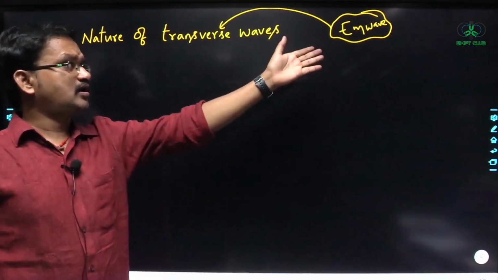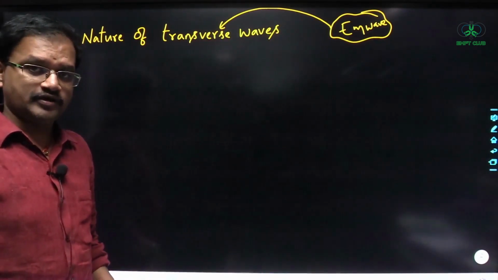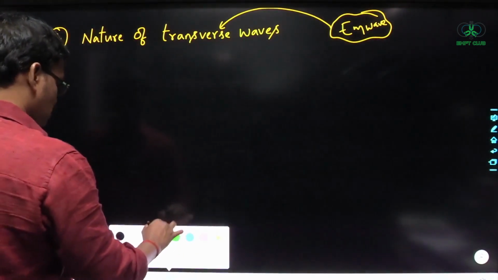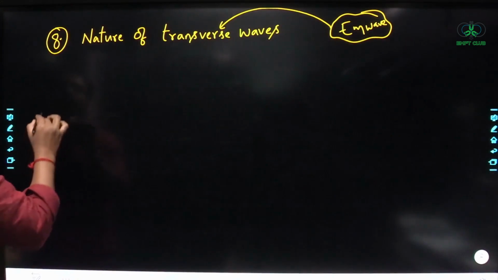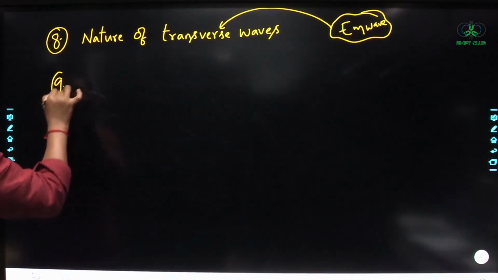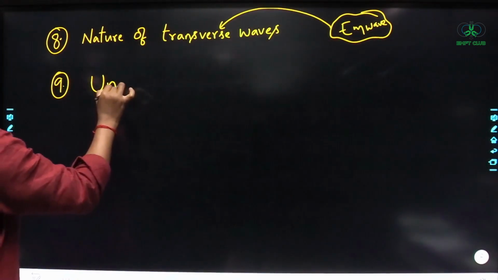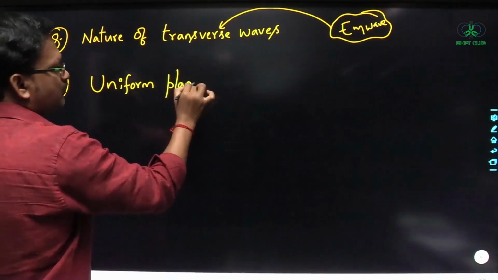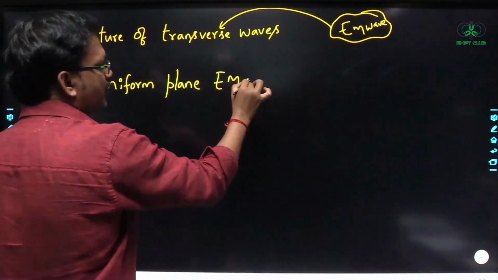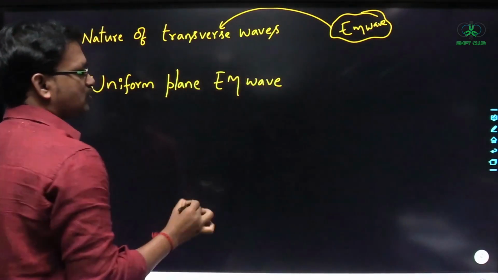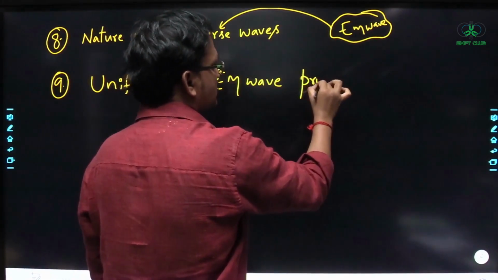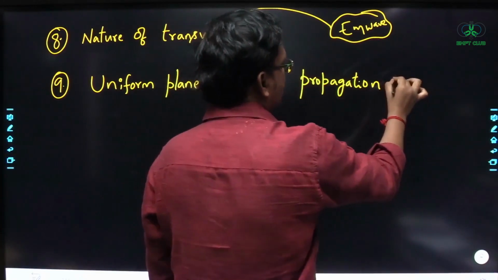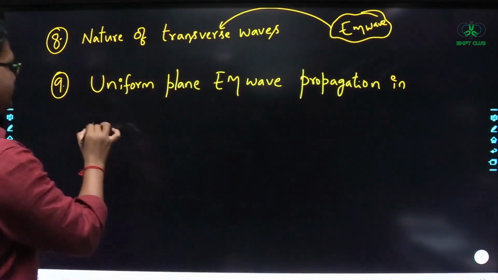Because our electromagnetic wave is nothing but a transverse wave only, right? Okay. So after completing this 8th topic, next, the 9th topic, we are going to study uniform plane electromagnetic wave propagation in different media, okay?